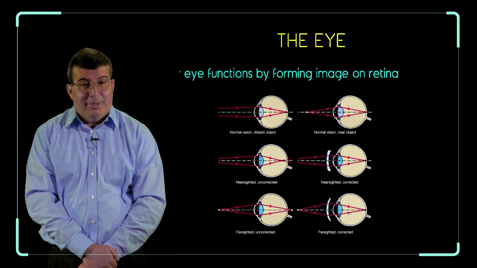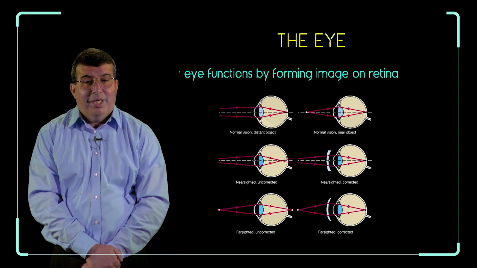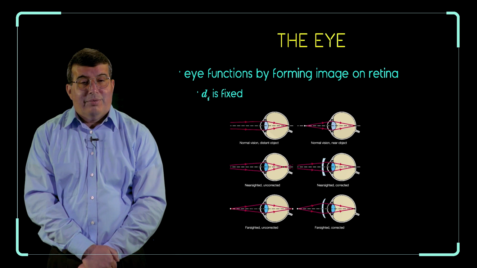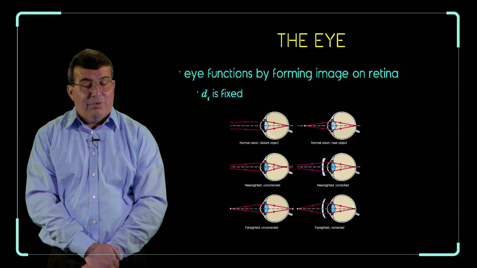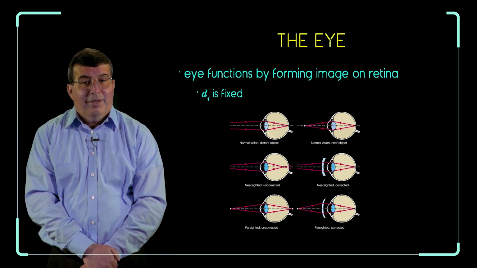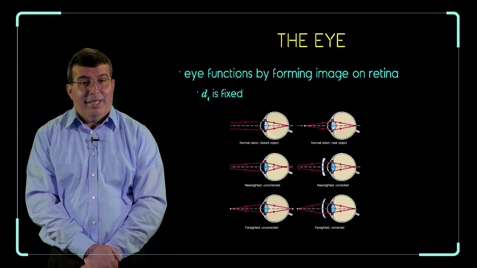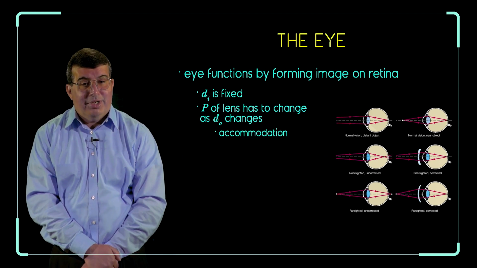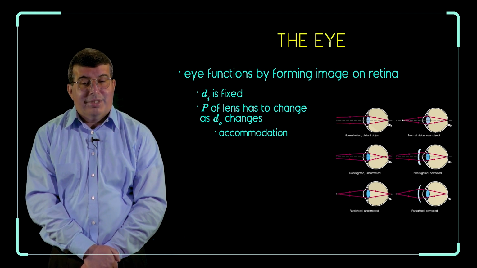Now what that means is that since the size of your eye is fixed, the image distance is always fixed, regardless of what the object distance is. So when the object distance changes, when an object moves nearer or farther from your eye, the power of the lens of your eye has to change. And this is called accommodation. The ability of a lens to change its power is accommodation.